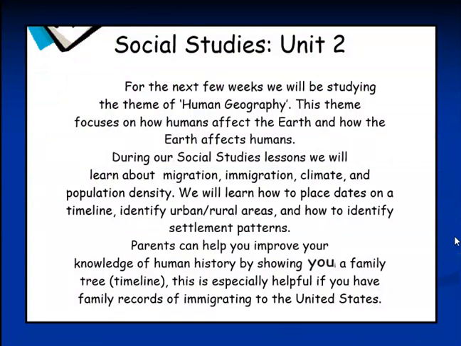For the next few weeks, we will be studying the theme of human geography. This theme focuses on how humans affect the Earth and how the Earth affects humans. During our social studies lessons, we will learn about migration, immigration, climate, and population density. We will learn how to place dates on a timeline, identify urban and rural areas, and how to identify settlement patterns. Parents can help you improve your knowledge of human history by showing you a family tree or timeline. This is especially helpful if you have family records of immigrating to the United States.